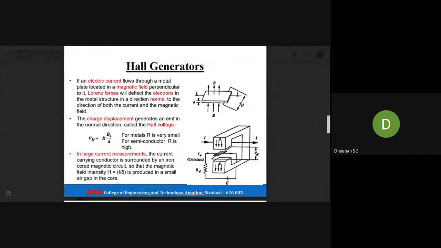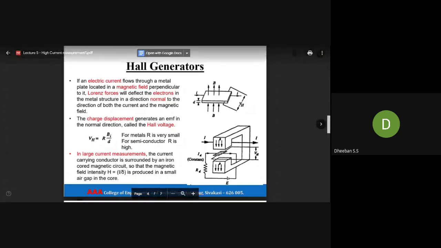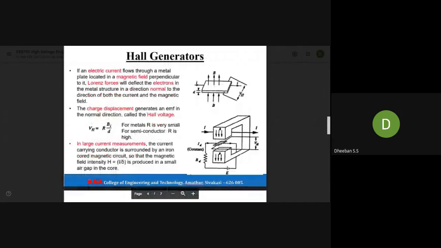Now our approach is towards current measurement. In the case of large current measurements, the current carrying conductor is shown over here. The current I is flowing through this current carrying conductor, which is surrounded by an iron core magnetic circuit. This iron core magnetic circuit is what gives out your magnetic field.